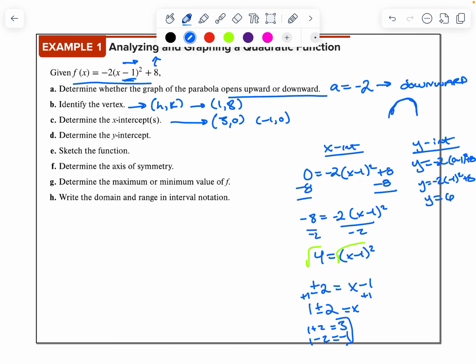The next part, E, says to sketch the function. Let's sketch our function in a different color. So here's what we have. We have our x-intercepts at (3, 0) and (-1, 0). Our y-intercept at 6, 1, 2, 3, 4, 5, 6. We have our vertex at (1, 8). I think we have enough points here that we could go on and graph this function, right? We have a good idea of what it's going to look like. We know it's going to open downward, so it's going to look just like this.